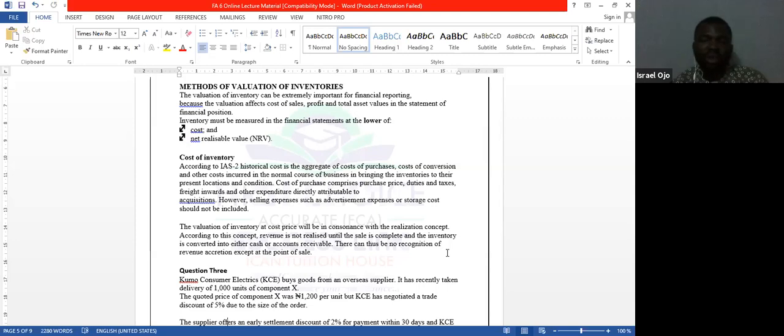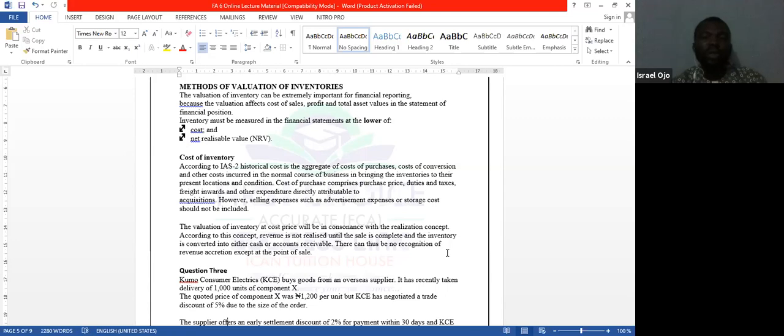You cannot overstate your inventory. So inventory is always measured and recorded in our financial statement at the lower of cost and net realizable value, which is NRV. So now let's look at the cost. How do we measure cost? Then we look at how to measure net realizable value.